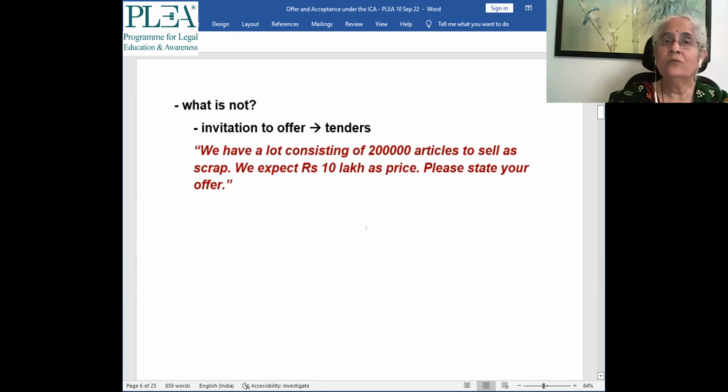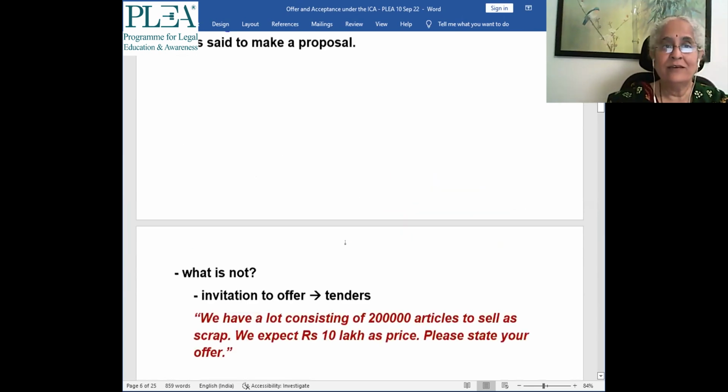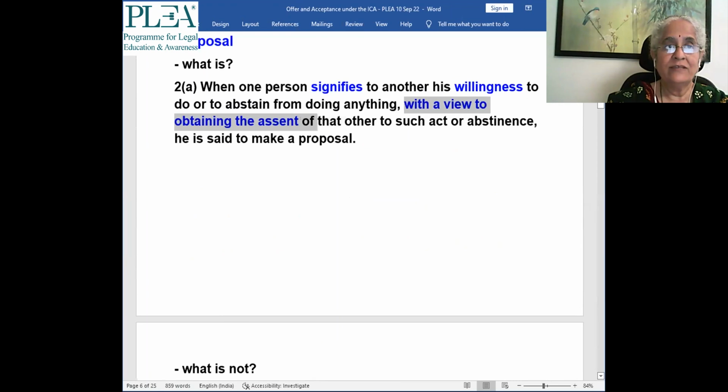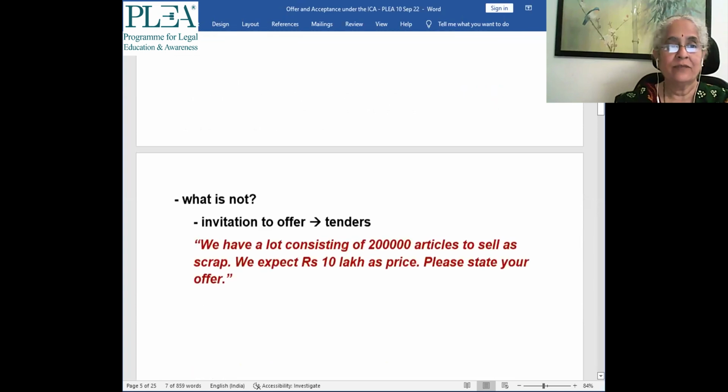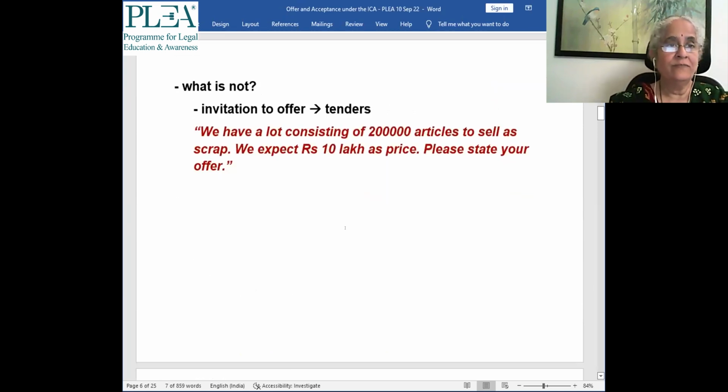So let us look at what are not offers. I go back here: with a view to obtain the assent to the act or abstinence, with a view to obtain the yes. If that is the tenor of that statement, then it is a proposal. So what is not a proposal? Invitation to offer, right? Where a tender is submitted, we call it an invitation to offer.